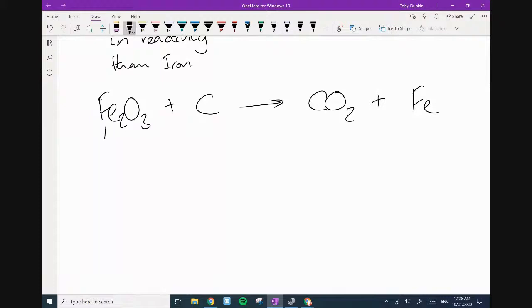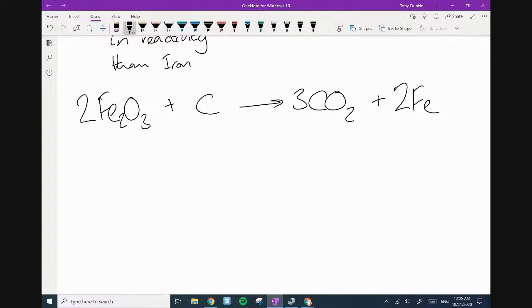So I have got 2 irons at the moment on this side and only 1 iron on this side. So you add a big number 2 in front. Yeah, you can't change the little numbers, but you can add big numbers in front. So now I've got 2 irons. I've got 3 oxygens on this side and 2 on this side. Eek, that's awkward. What's the common denominator between 2 and 3? That's 6. So I'm going to add a 3 to that one to get 6 oxygens there and a 2 on that one.